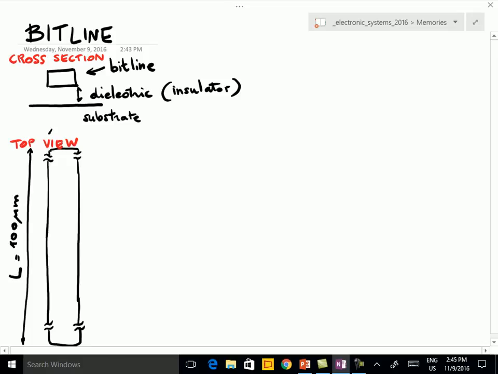And the width, this width is typically 0.1 micron, so 100 nanometers. So the practical thing to understand is that this bit line will have a capacitance with respect to the substrate, because the substrate is conductive, and also, of course, the metal line is conductive. So we have two conductors separated by an insulator, and therefore we have a capacitance. And of course, it will also have a resistance, because it's a long conductor. But let's focus on the capacitance first, because it's more relevant.